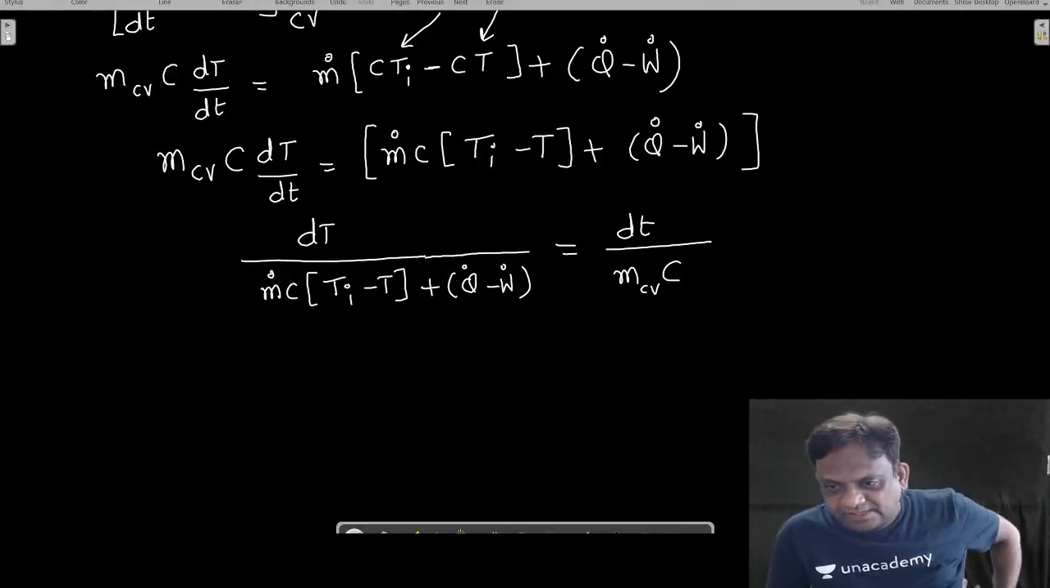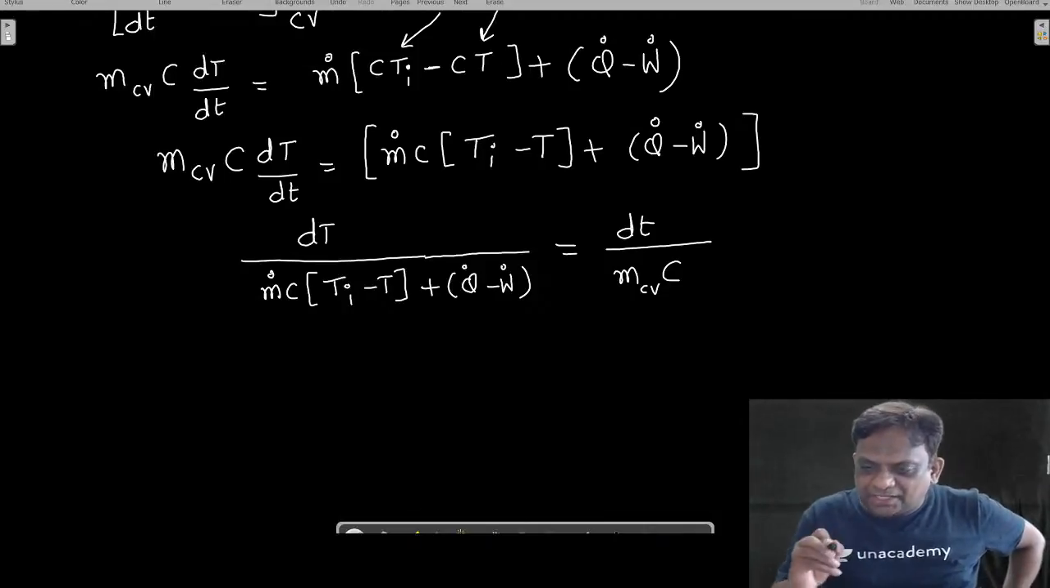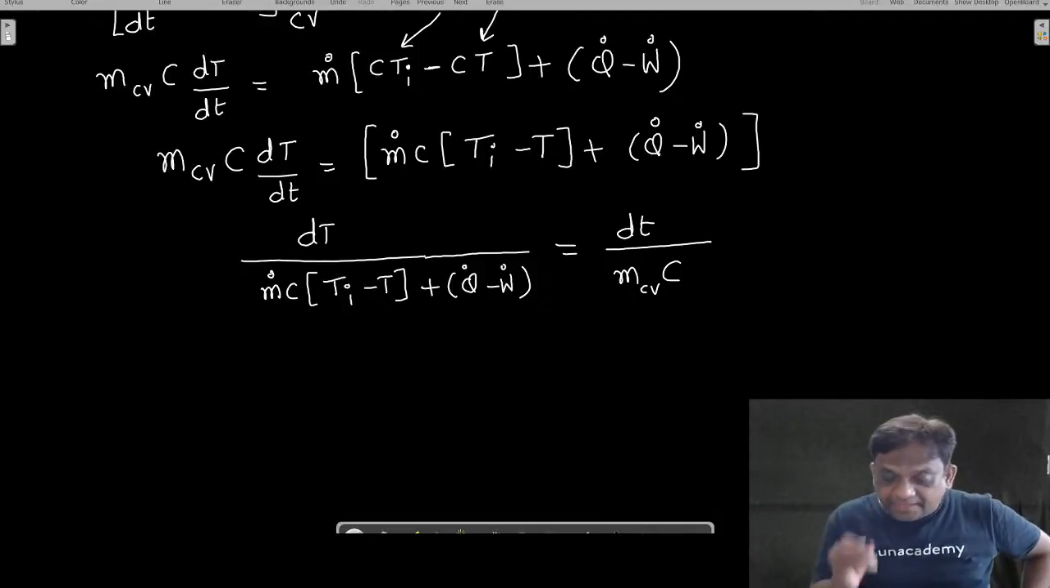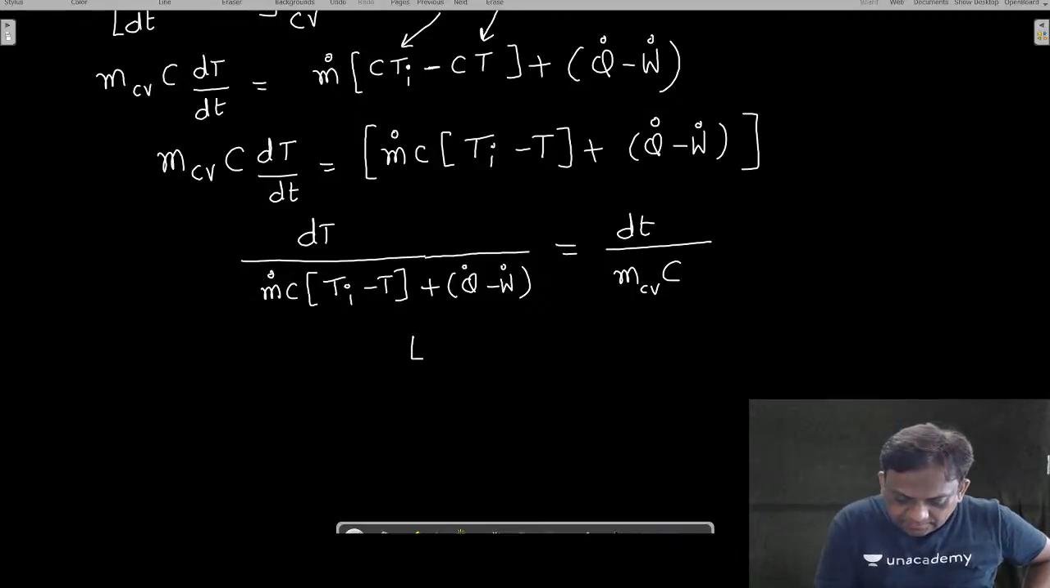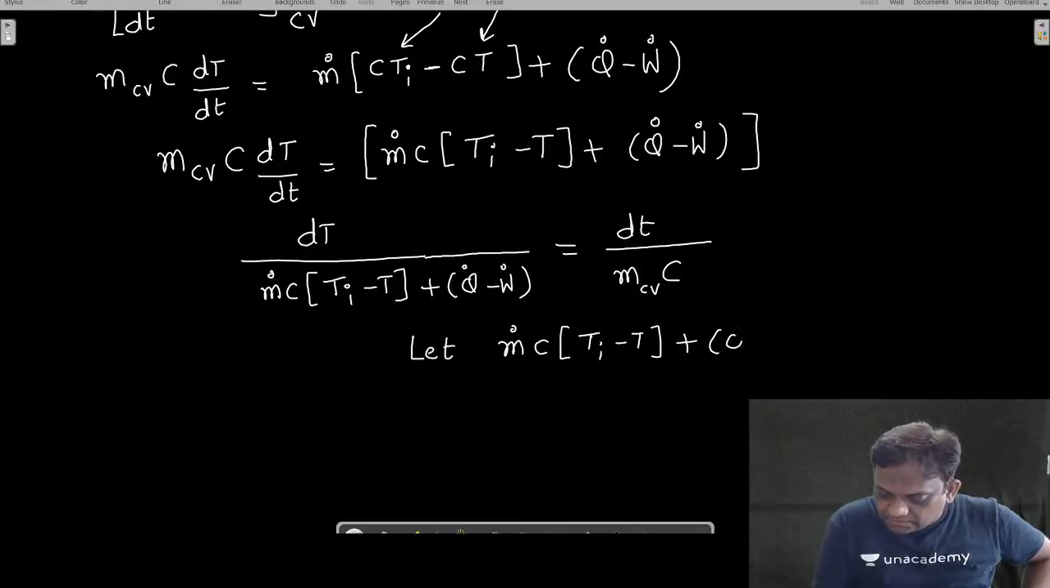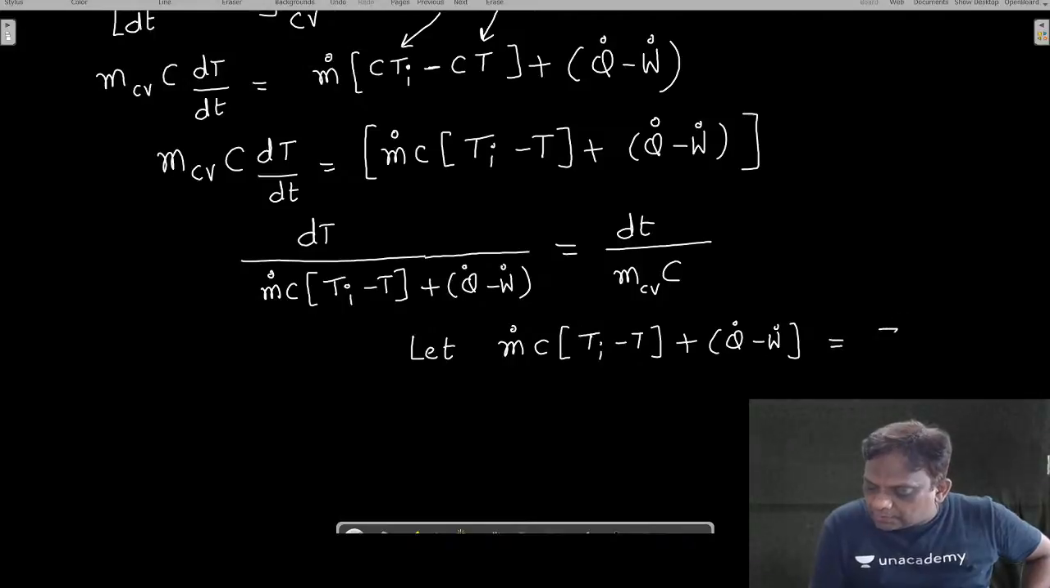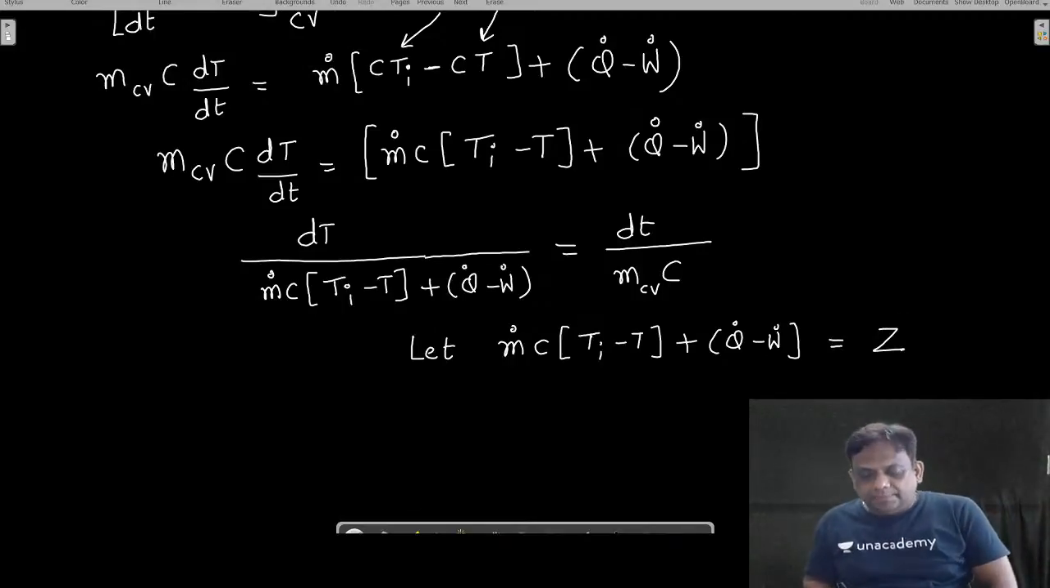Rohit, I asked the question. Very good. The exit temperature of water at any temperature T. m dot c into (Ti minus T) plus Q dot minus W dot. Let it be equal to some Z.